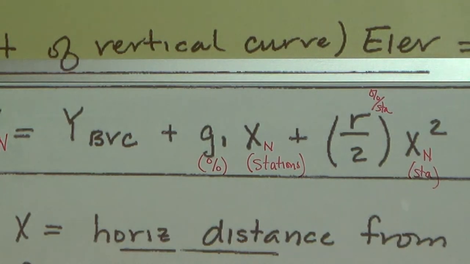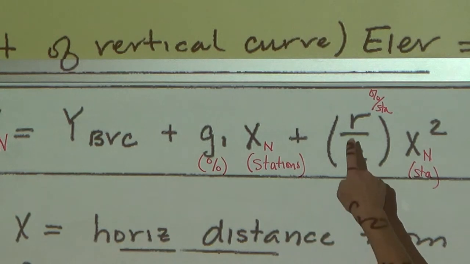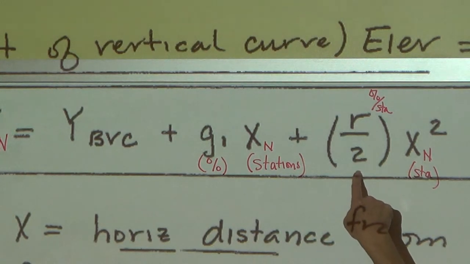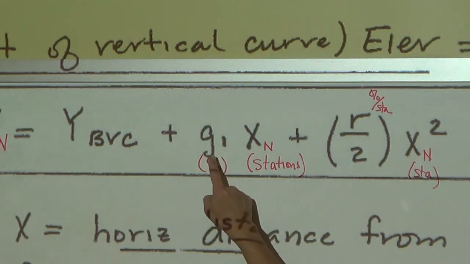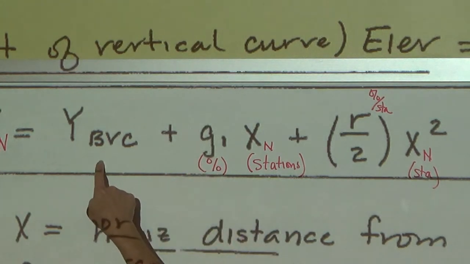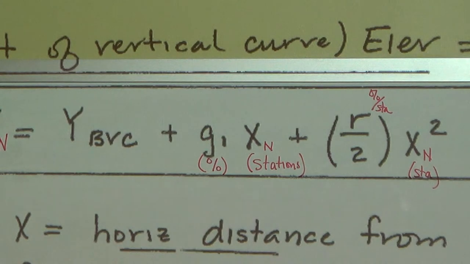So if we look at that equation, ax squared, what's a? R over 2. What's b? G1. And what's c? The elevation of the BVC. So that means if we know the elevation of the BVC, we could find the elevation of any point.